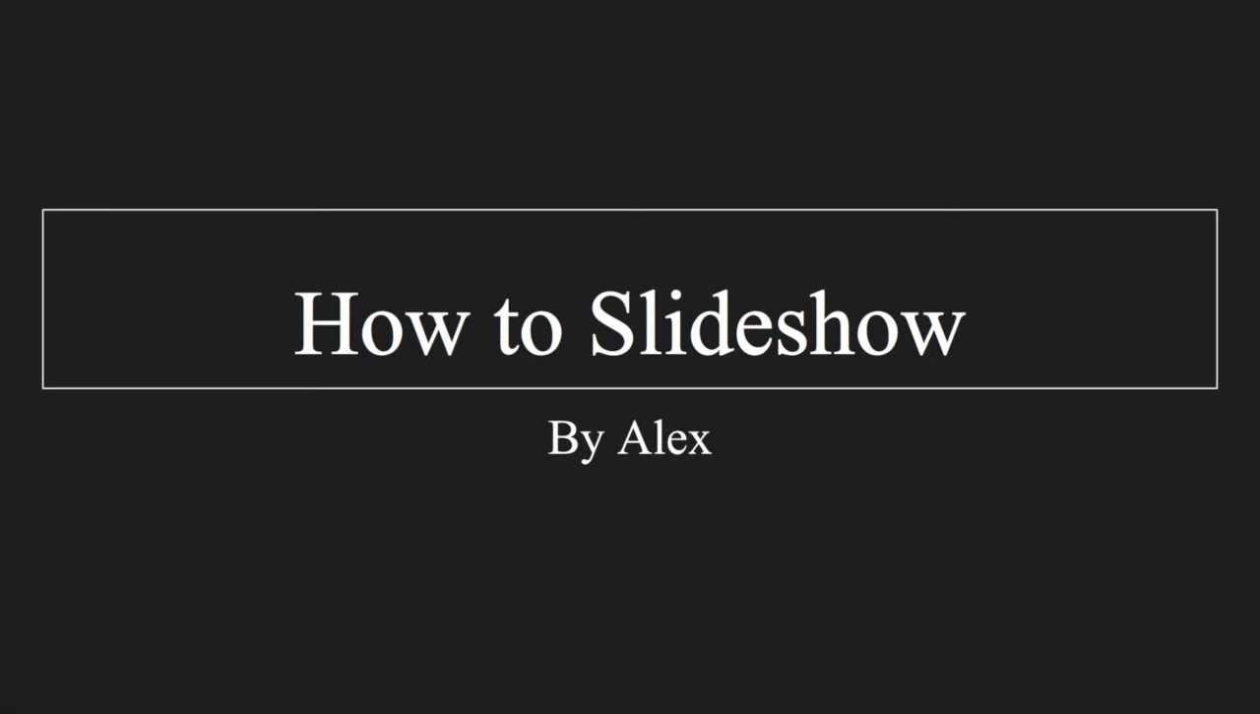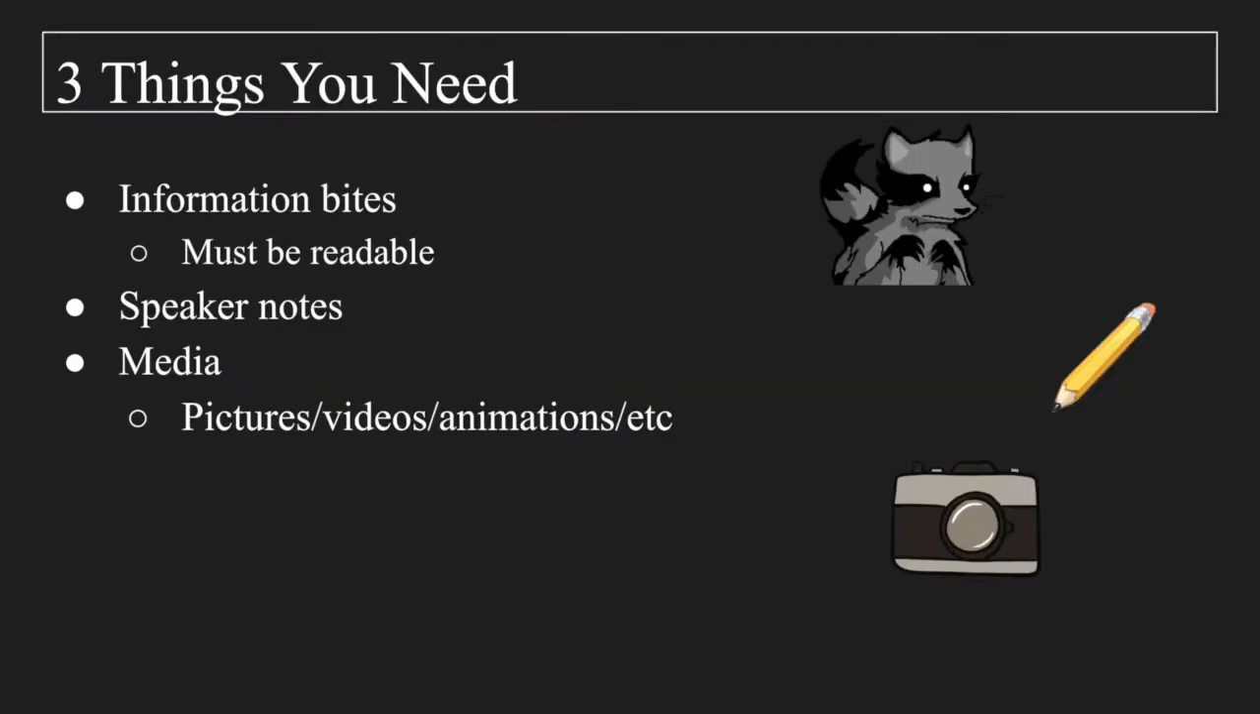Here's an example of a title slide. It just has the title of the presentation and my name on it. You can keep it pretty simple. There are three main things you need in a slideshow. Information bites, which is just the information you want to get across but in concise bullet points. Speaker notes, so that you can expand on those bites. And some sort of visual element to get your point across.